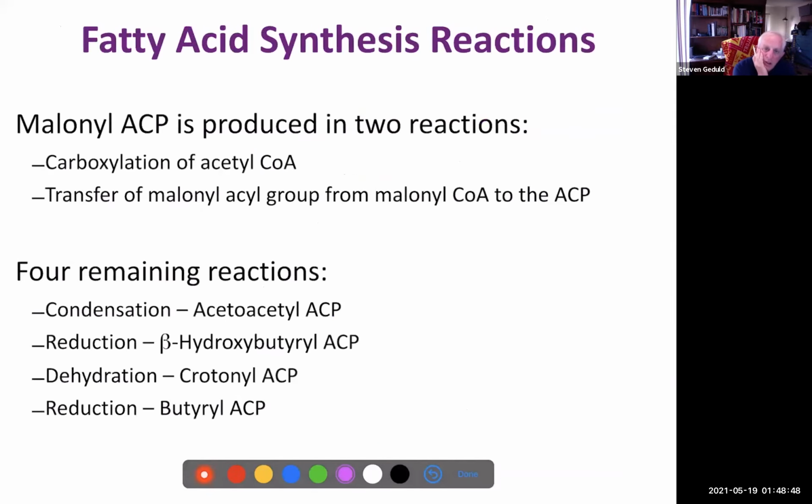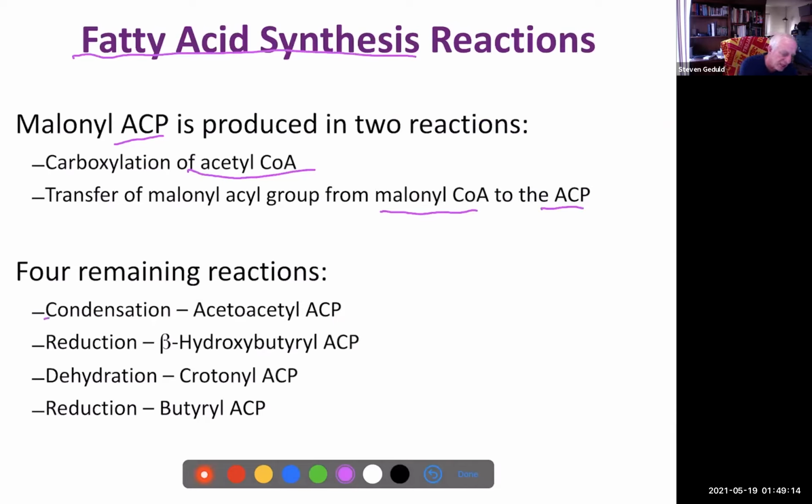Okay. So fatty acid synthesis, making of the fatty acids: malonyl ACP, acyl carrier protein, is produced in 2 reactions: carboxylation of acetyl coenzyme A, where you add a carboxyl group to it, and the transfer of the malonyl acyl group from malonyl coenzyme A to acyl carrier protein, ACP. And there are 4 other reactions we have to consider.